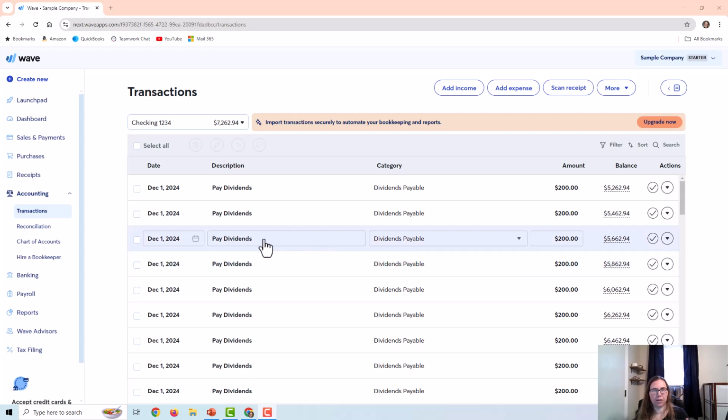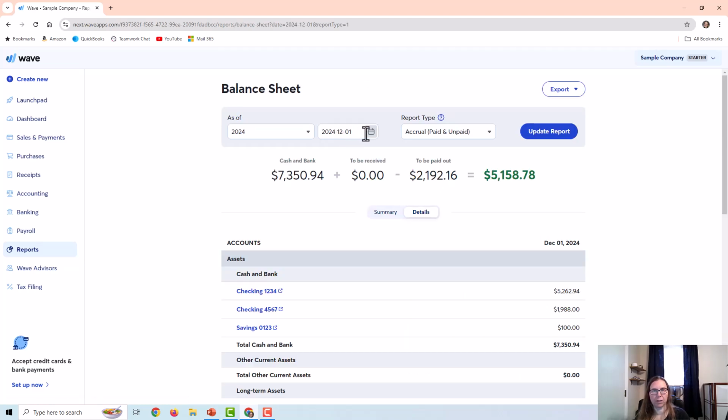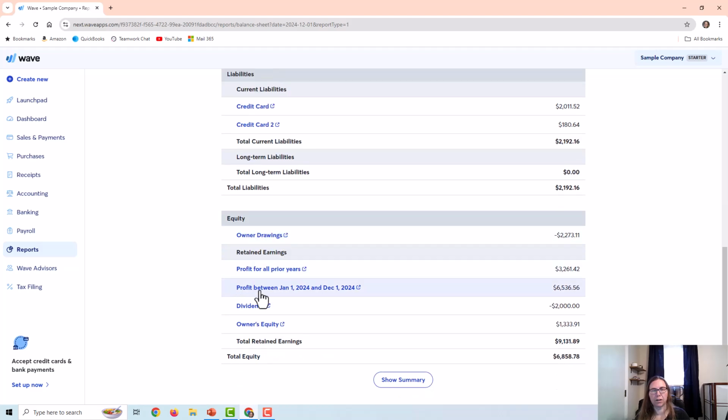Now that I posted the payments of dividends, I'm going to go back to the report and I'm just going to look at that real quick. So I'm going to go to the balance sheet as of the payment date, which is December 1st. And I can see that it no longer shows dividends payable here. And then down here, it has a negative line item for dividends.